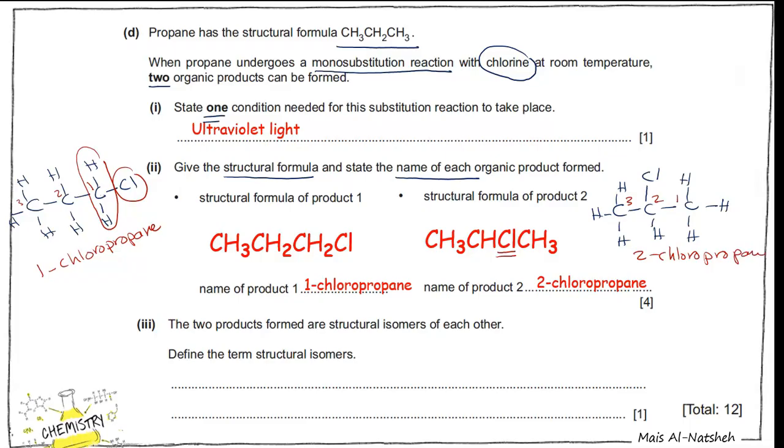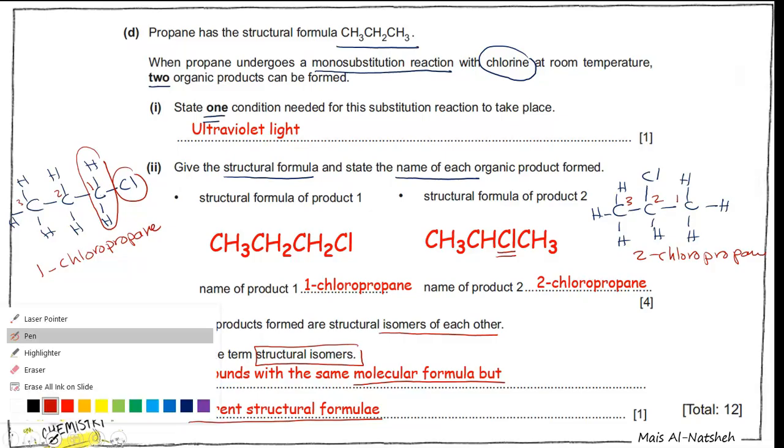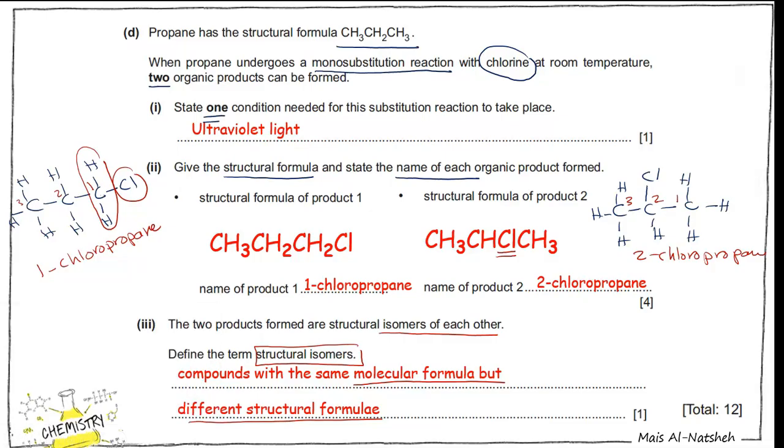The two products formed are structural isomers of each other. Define the term structural isomers. What do I mean by structural isomers? Those are compounds with the same molecular formula but different structural formula. That is the meaning of isomers.